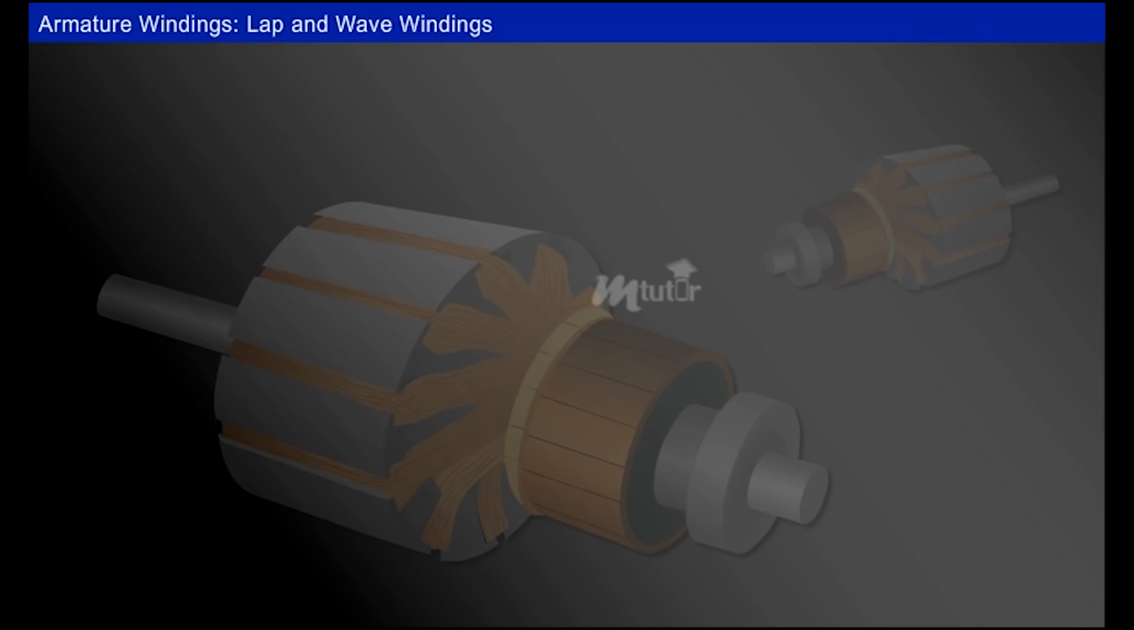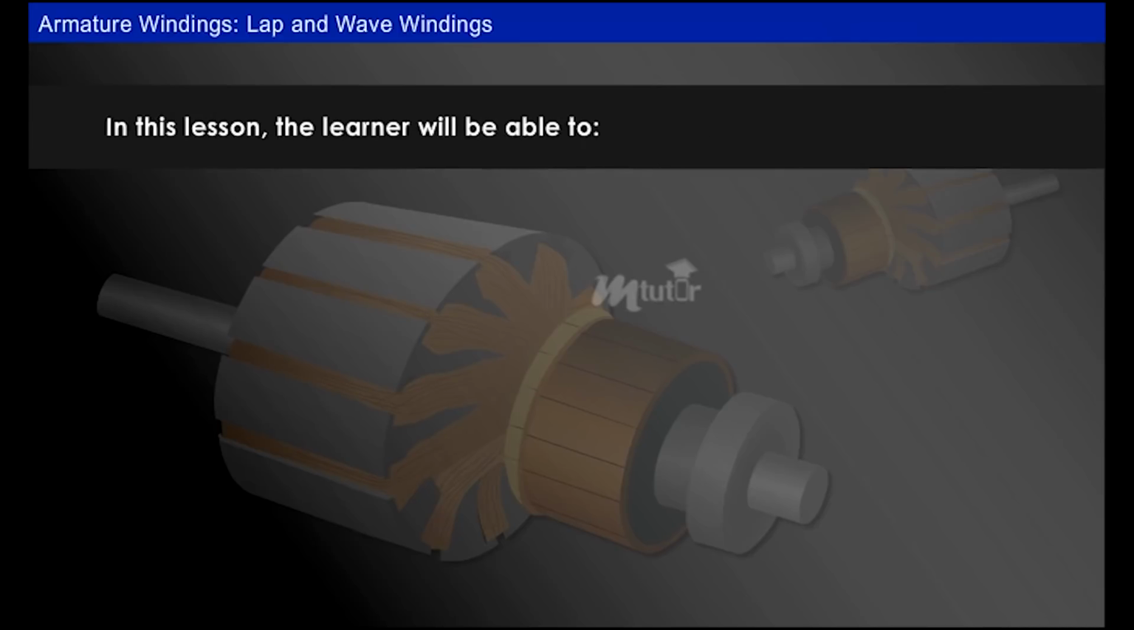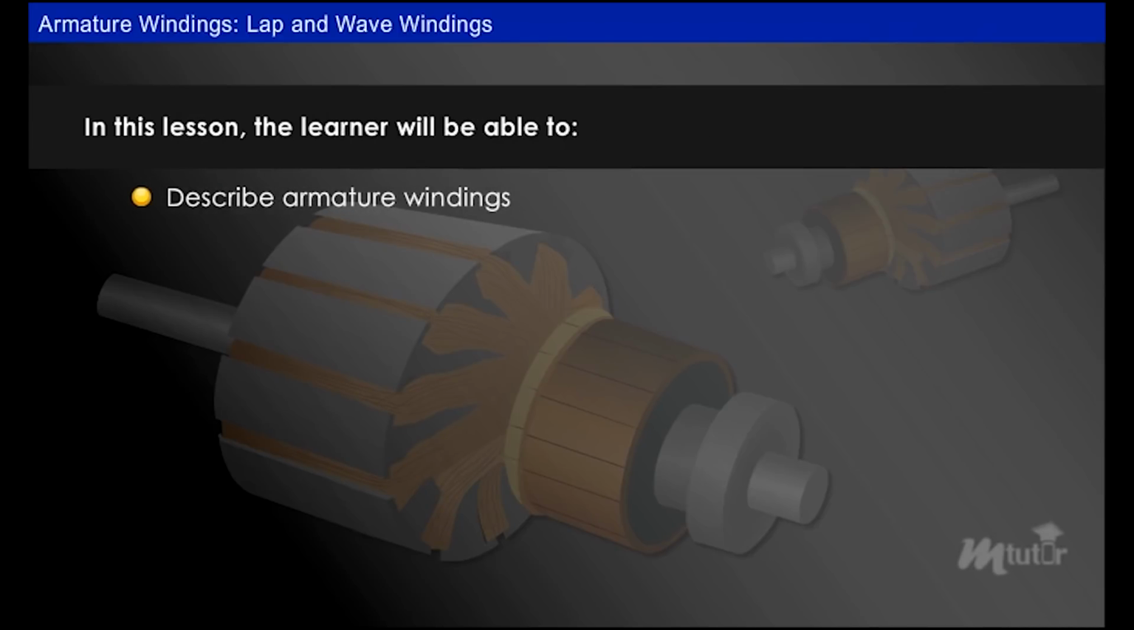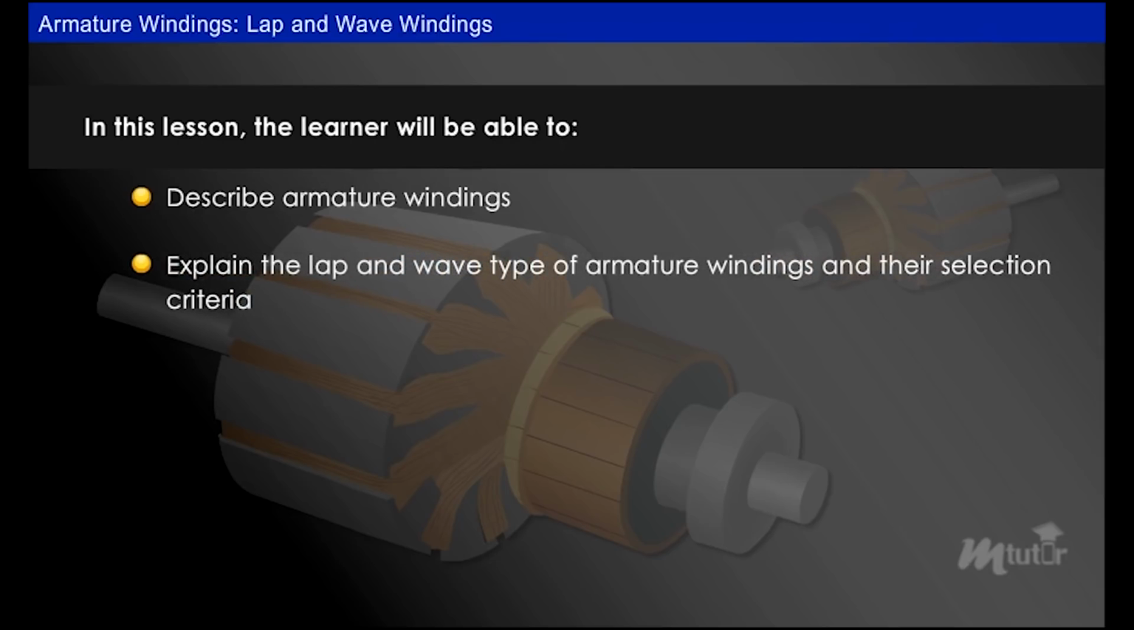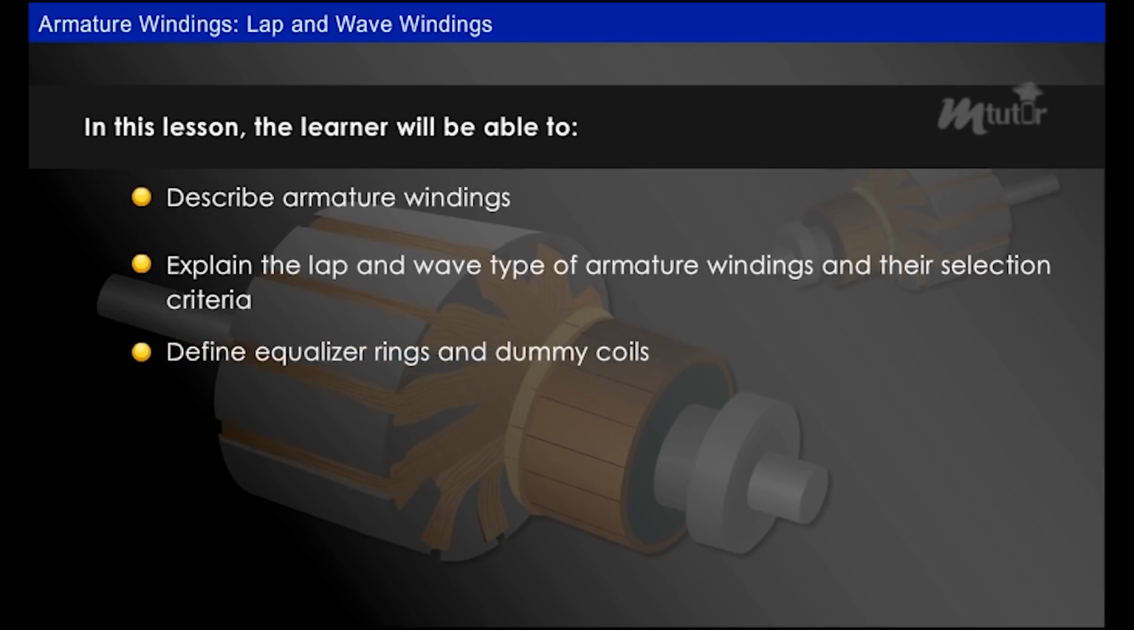Armature windings, lap and wave windings. In this lesson, the learner will be able to describe armature windings, explain the lap and wave type of armature windings and their selection criteria, define equalizer rings and dummy coils.